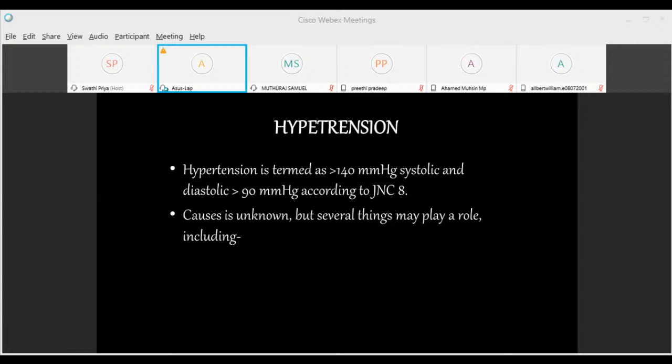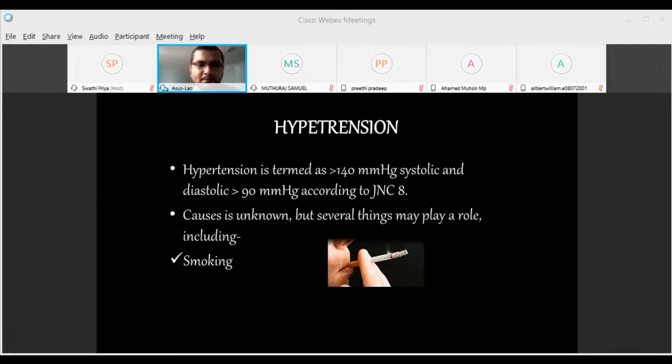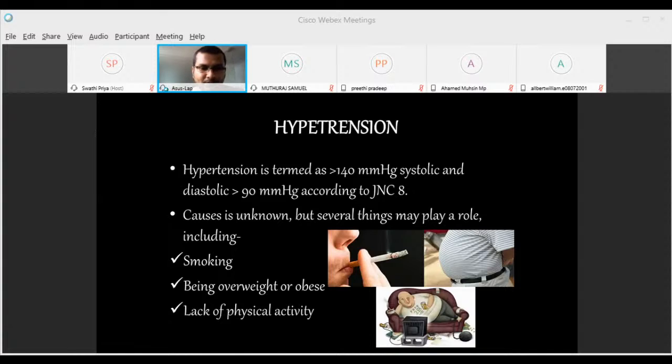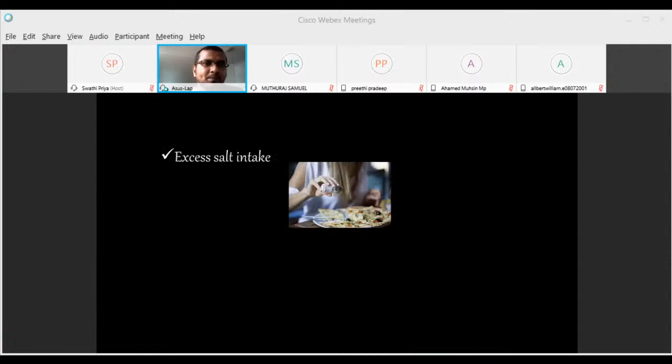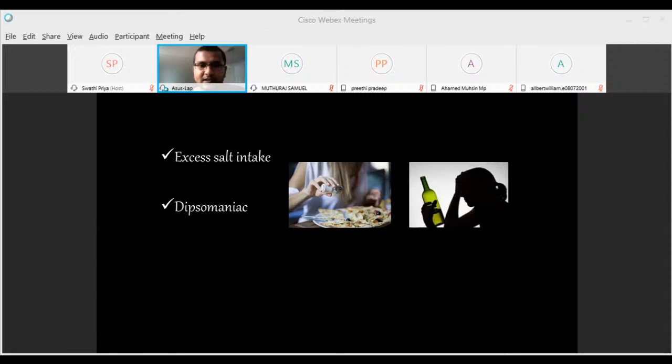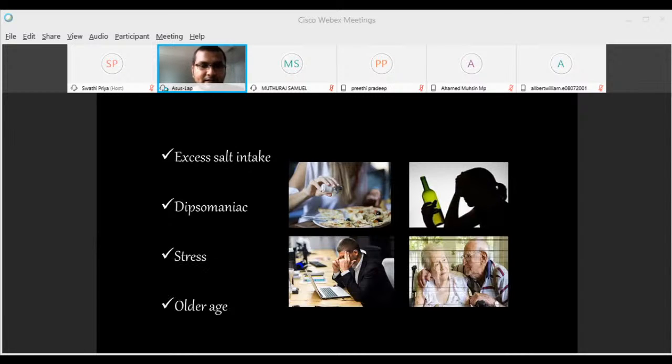Hypertension is acquired by people with conditions like smoking, those who smoke continuously. Then being overweight or obesity, and people who have a lack of physical activity. Those people who take excessive salt intake, dipsomaniac. What do you mean by dipsomaniac? Those who are drunkards, we call them dipsomaniacs. Stress, old age people, genetic disorders.